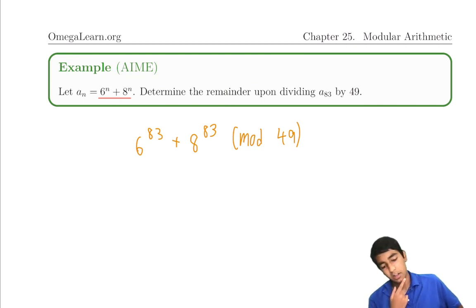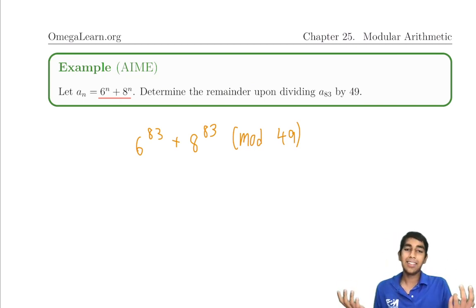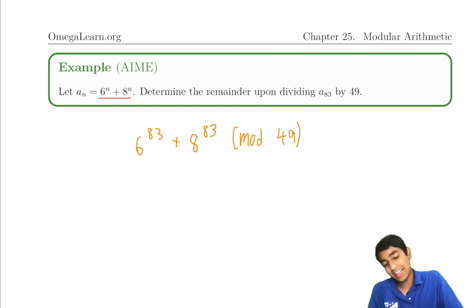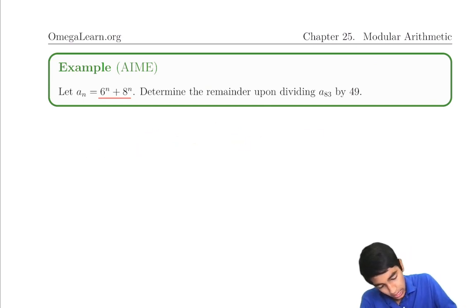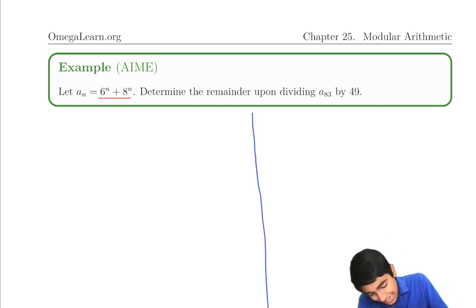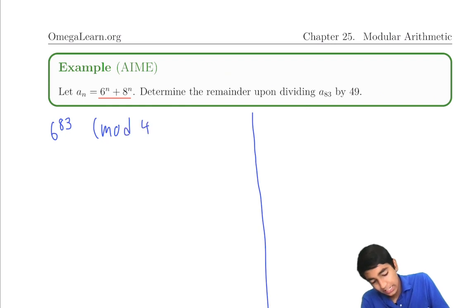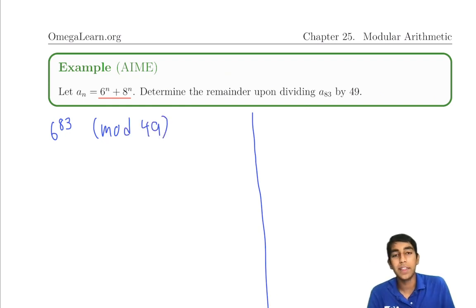How should we do this? 83 is a big number. We've got two parts. Let's look at each of them separately. That's going to make things a lot easier, and then we can always add them up, right? So let's break it into two parts. Let's draw a big line down the center. We've got 6 to the 83 mod 49. What is 6 to the 83 mod 49? How do we find this?